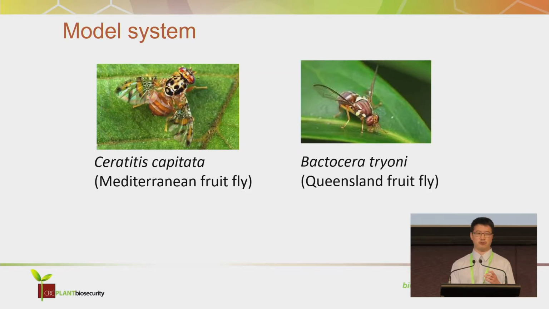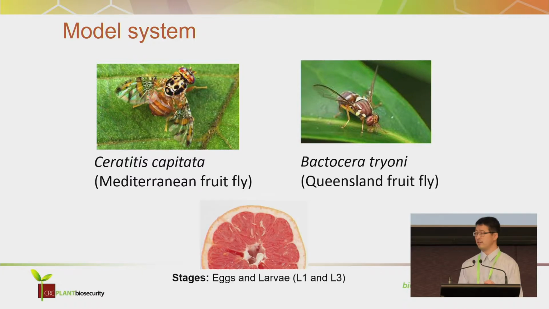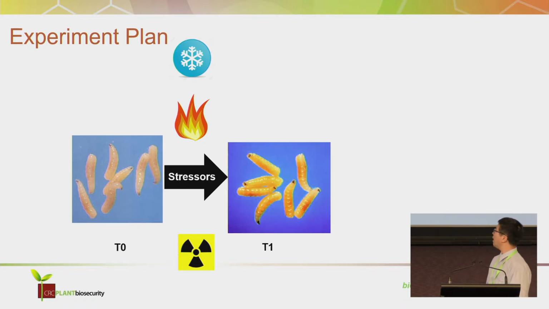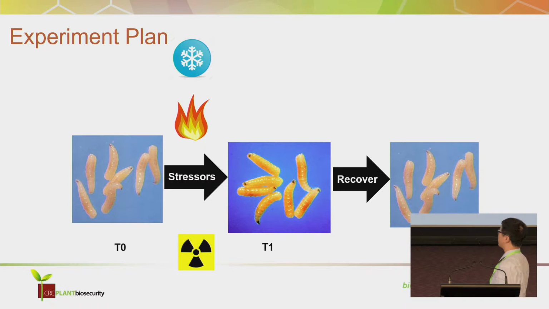So in this project, we focus on two flies, medfly and the Q-fly, and egg and larva stage, because they are in the fruit. And this is our experiment plan. So first, we got the egg or larva of the flies, and then we give them cold, heat, irradiation. And then we collect the treated fly immediately after treatment, and also collect some flies recovered from the treatment. So we have 3 time points: before treatment, immediately after treatment, and recovered flies.